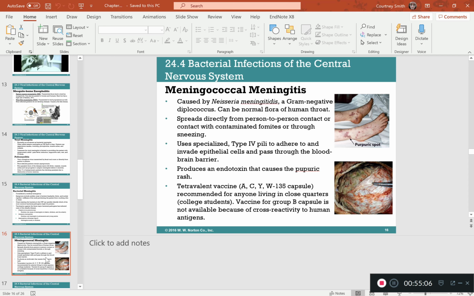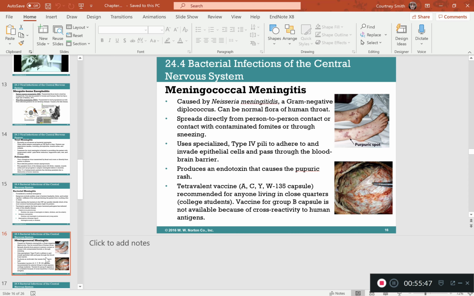With bacterial meningitis, it does spread person to person or through contact with contaminated fomites, or through somebody who is sick sneezing and you inhaling those aerosols. What makes meningococcus a very good pathogen is the fact that it has type 4 pili that aid in adhesion. And with its adhesion ability, it's actually able to pass through the blood-brain barrier. And with that, it can be very deadly because it can produce an endotoxin.